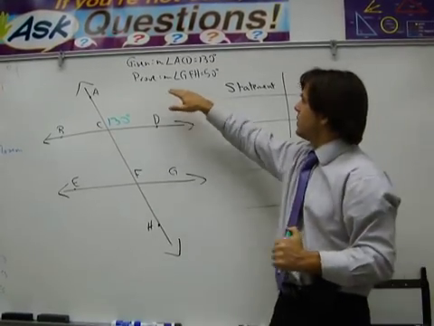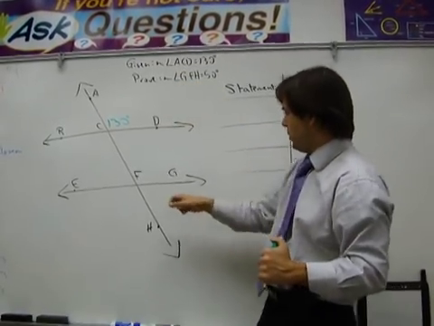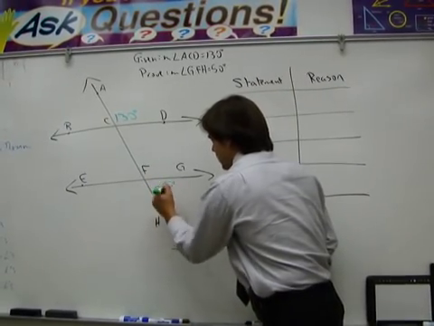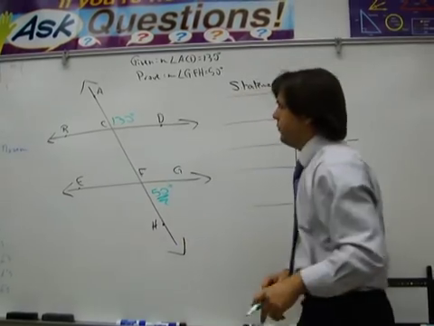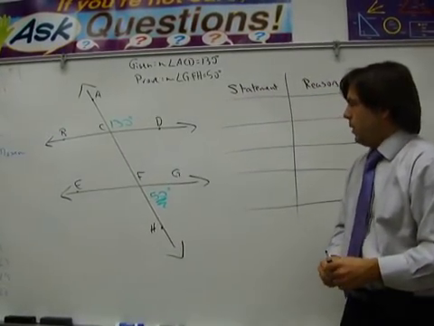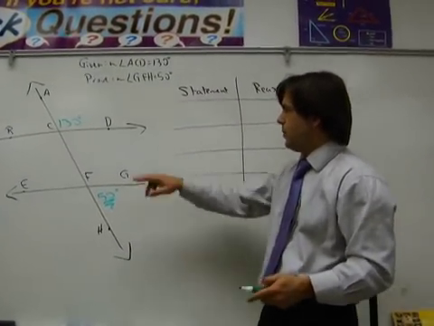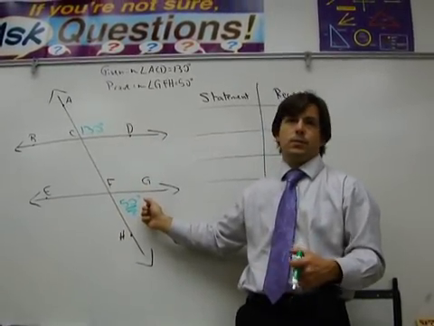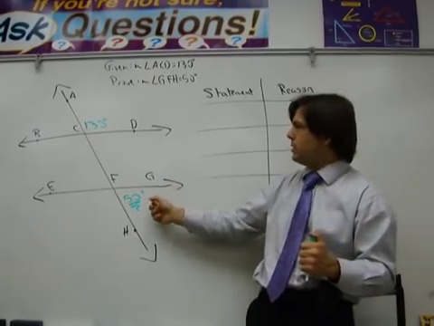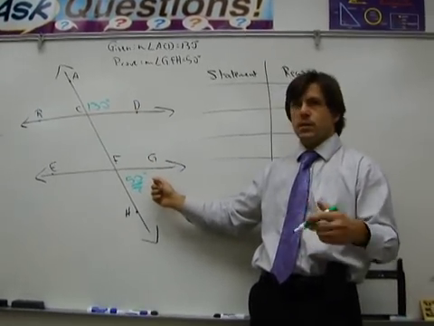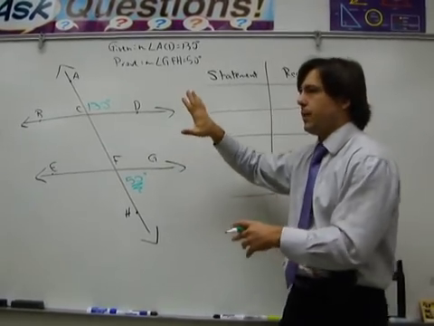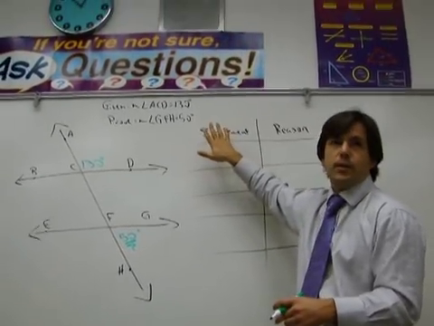Okay, next. It says to prove that angle GFH is 50 degrees. So this is what we're trying to prove. Well, it seems to me that what we have here is parallel lines and a relationship between these angles, right? So what's the relationship between the angles? Same side exterior, okay. So basically, we're going to start by stating given information.